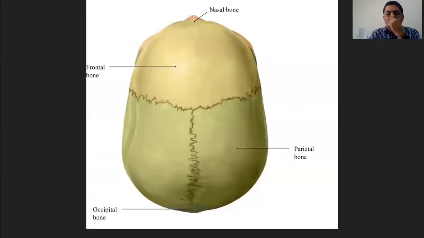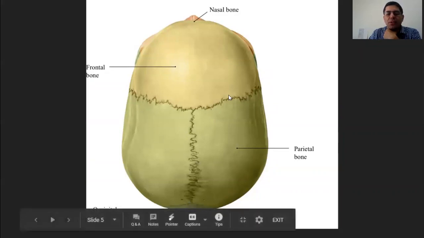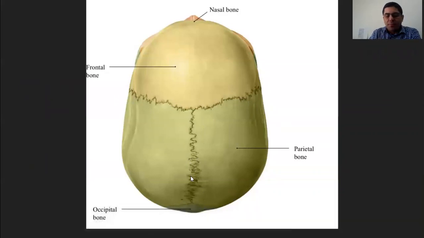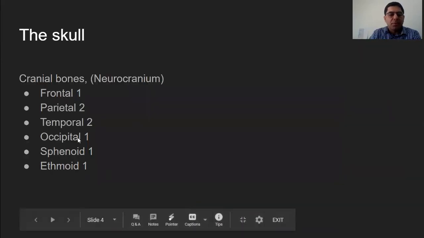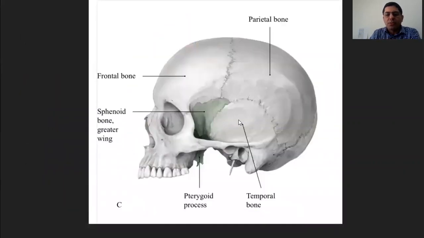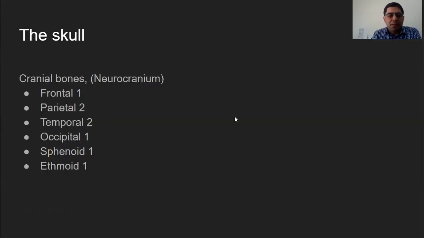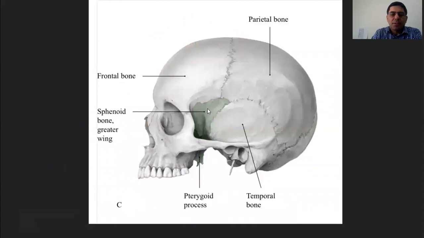And here we can see the frontal bone, two parietal bones, and these are the sutures, which is the coronal one and the sagittal suture. And then we have also the occipital bone. And I'll show you here the temporal bones, one here and one on the other side, and there's also the sphenoid and ethmoid. This is the sphenoid, and the ethmoid is behind the nose, it's inside.